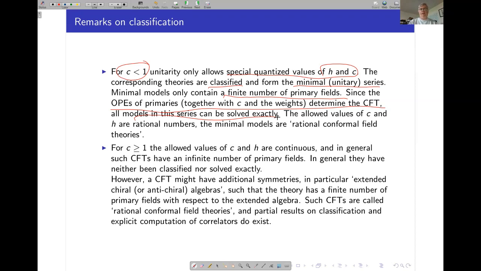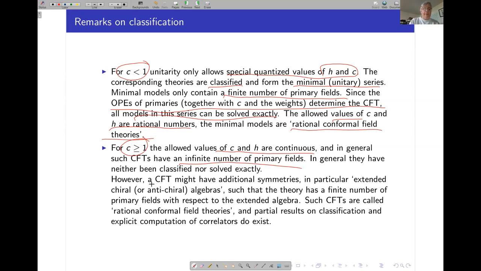interested in. It turns out that in these series, the values of C and H are rational numbers, and therefore minimal models are examples of what is called rational conformal field theories. But rational conformal field theory is a more general concept, which is important because if C is larger or equal to 1, then allowed values of C and H become continuous. And in general, we have an infinite number of primary fields. So there is no obvious way how we may classify or solve exactly such a theory.